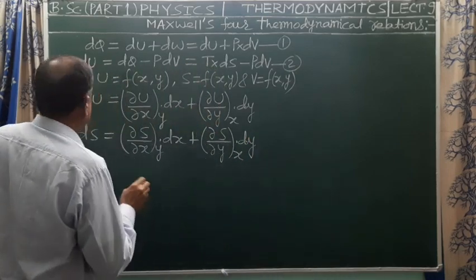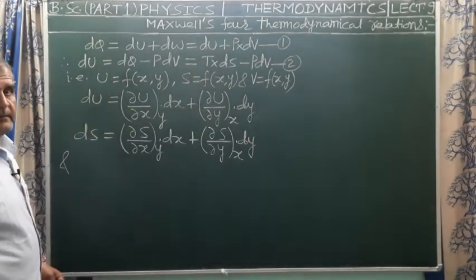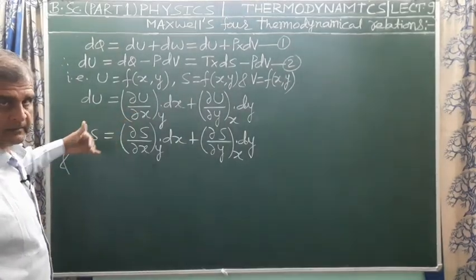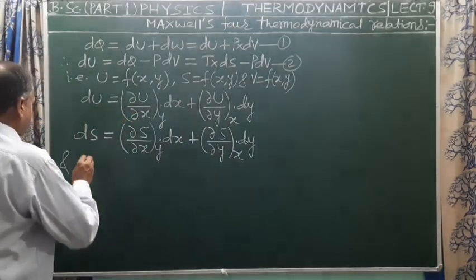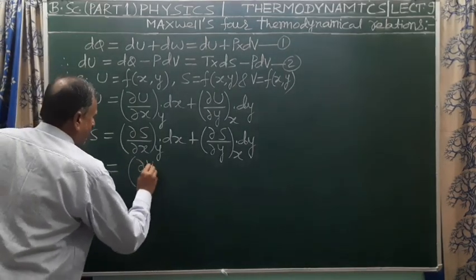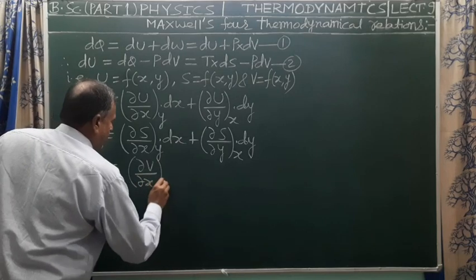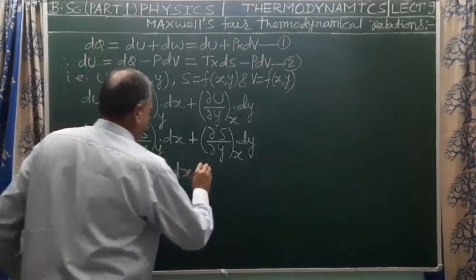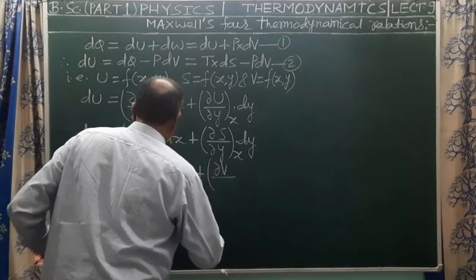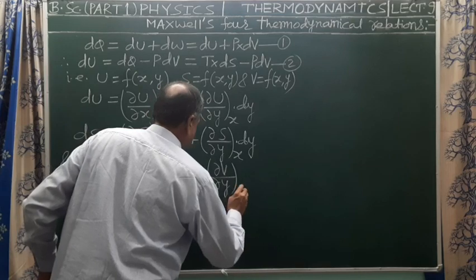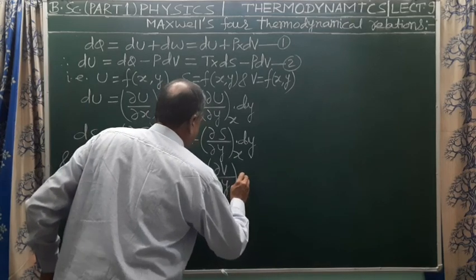And for volume V, the change or increase in volume V can be written in the perfect differential form as dV equals del v upon del x at constant y into dx plus del v upon del y at constant x into dy.